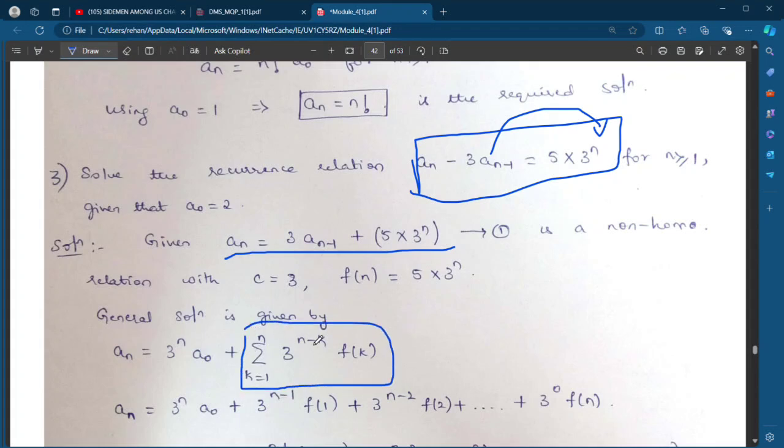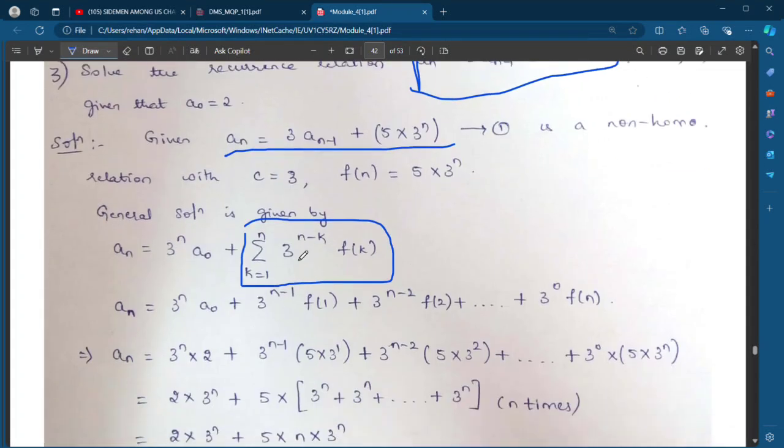So one by one I will substitute in the place of k. I will first substitute 1, then I will substitute 2, like they have done here. See, 3 power n minus 1 instead of k. For the first k, I am doing 1 into f of 1. f of k is nothing but f of 1 instead of k, 1, plus the same, n minus 2 f of 2, n minus 3 f of 3, so on up to n minus n into f of n. n minus n is 0. So that's why 3 power 0 into f of n. Keep it as it is.